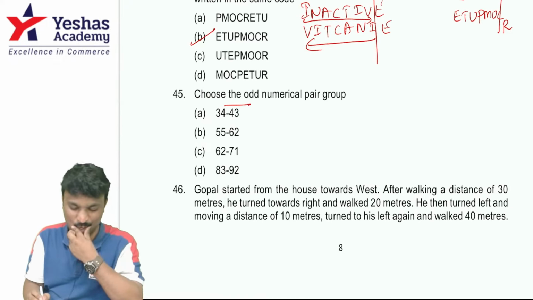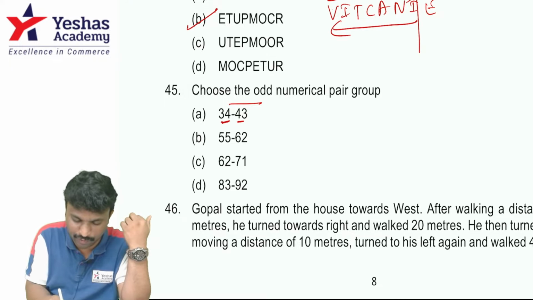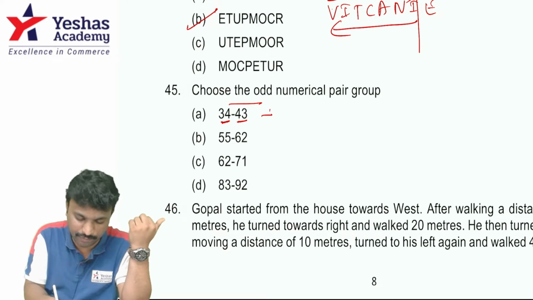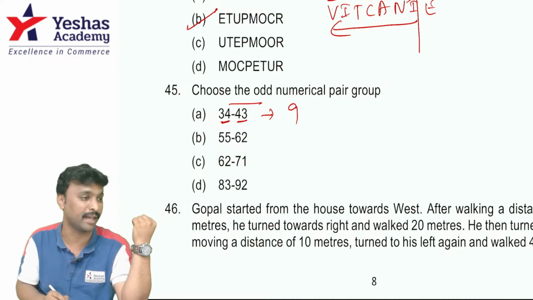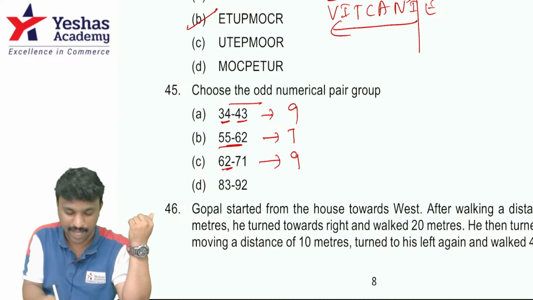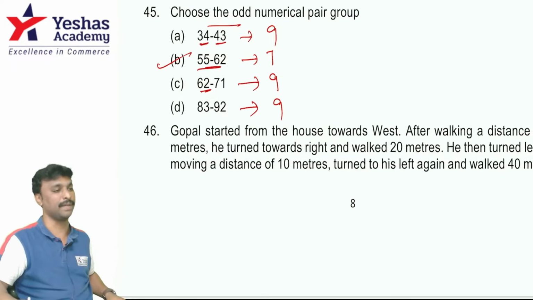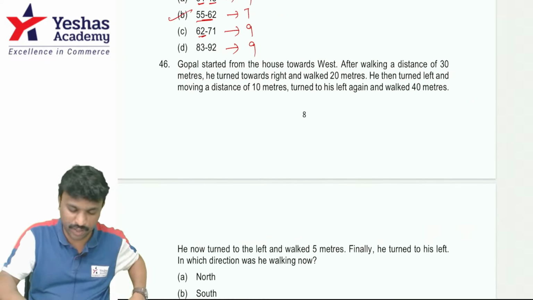Let's choose the odd numerical pair group. So 33 to 34 to 43, what's the difference? 34 to 43, difference is 9. Correct? 55 to 62, difference is 7. 62 to 71, difference is 9. 83 to 92, difference is 9. The odd man out is option B only. Guys, moving on to the next question.